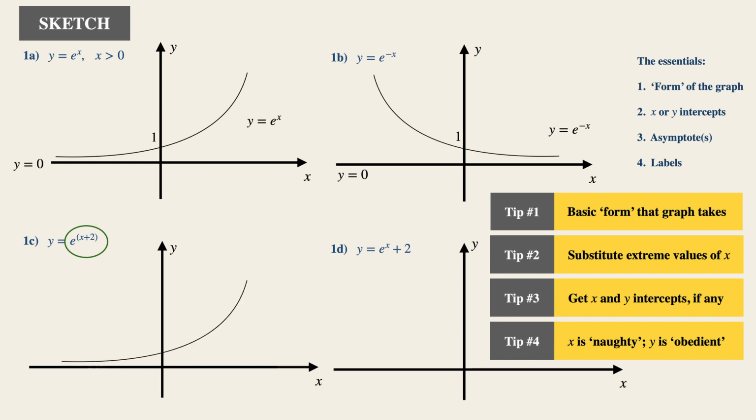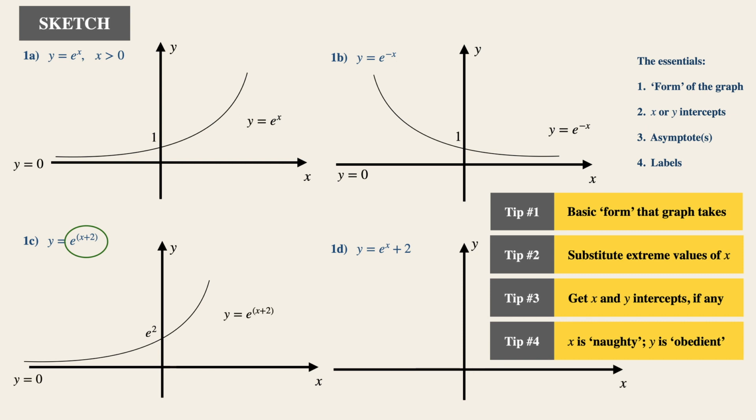So a positive 2, instead of going to the right, will cause the graph to shift back by 2 units in the negative direction. The y-intercept will now be e power 2, but the form of the graph still remains the same, and the asymptote still remains the same as well.